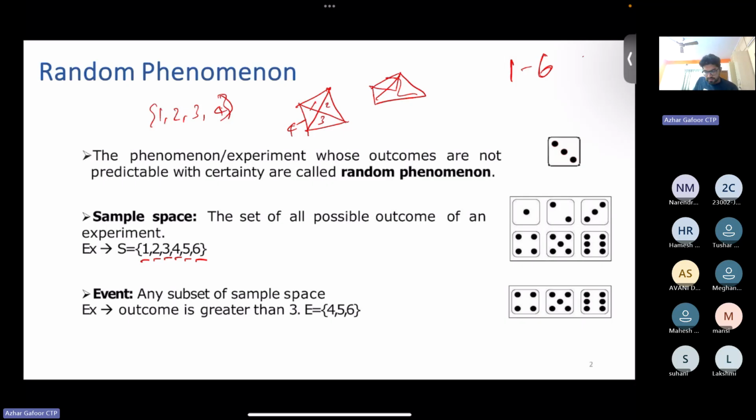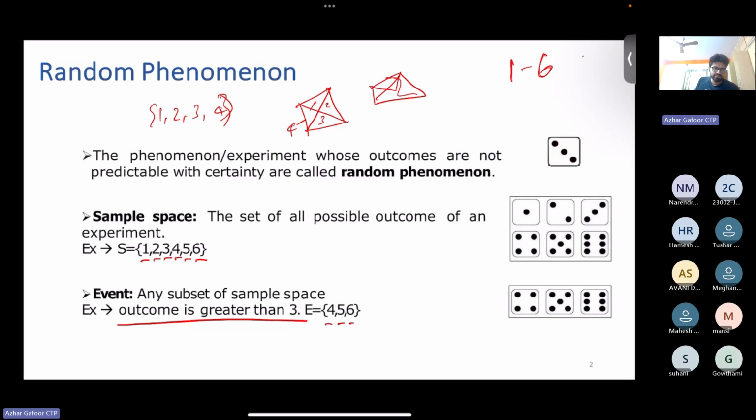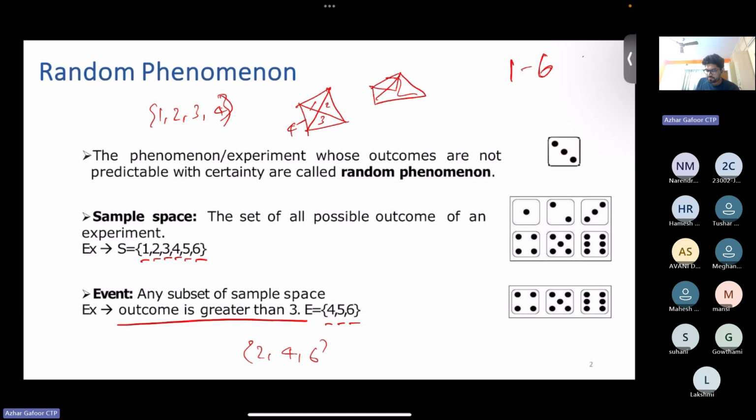Now coming to the event. In probability, an event can be any subset of the sample space. Let's say in one event, we define the outcome as greater than 3. In that case, we have only three elements, 4, 5, and 6. Another event can be only even numbers, so we will have 2, 4, and 6. The number of elements in the event can also be 0.